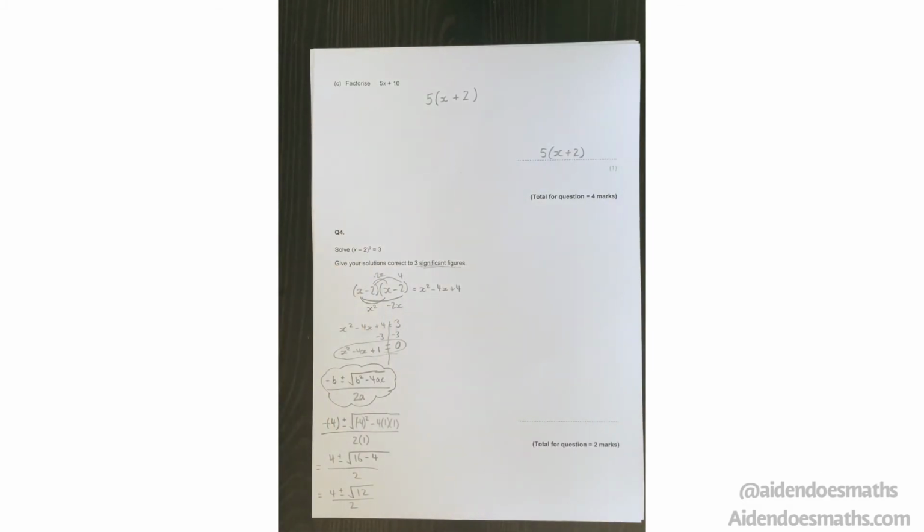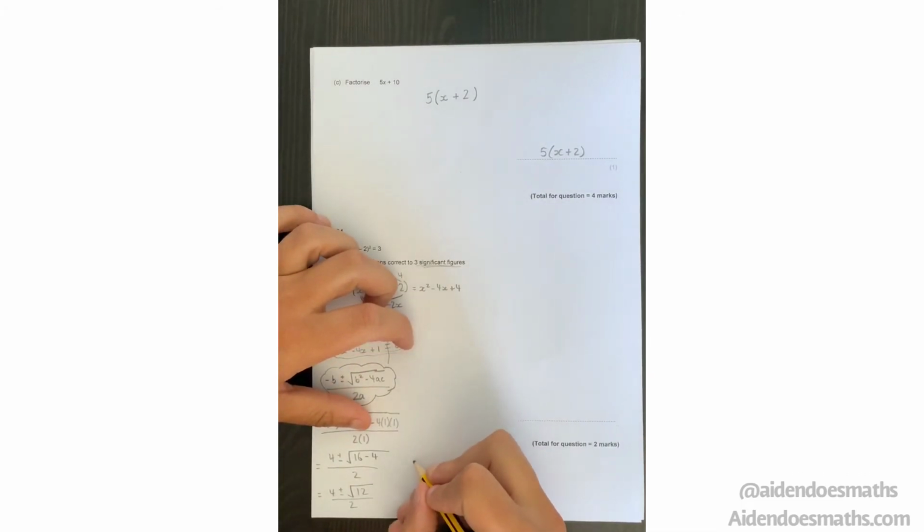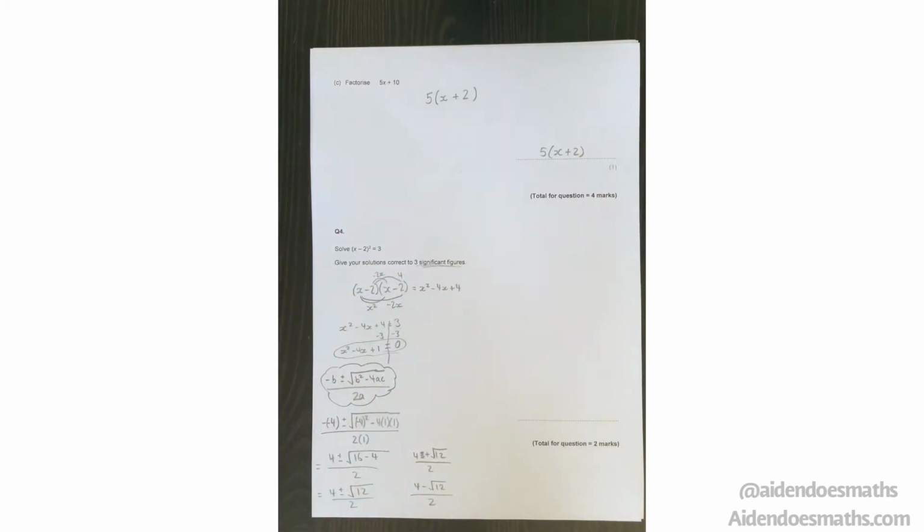Now this is where we're going to put it into our calculators. Okay, remember it's 2 solutions, so 4 plus root 12 over 2, 4 minus root 12 over 2. So if we get our calculators, we're going to type it in exactly like that, 2 different calculations. So 4 minus root 12 divided by 2.